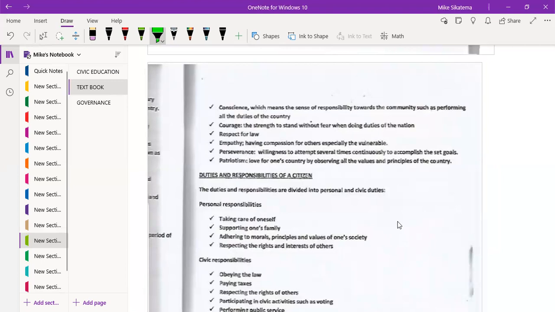Perseverance, you have to have will, like willingness to attempt multiple times continuously to achieve your goals. And finally, you have to love your country. So you have to have patriotism towards the state that you are in, the country that you are in.